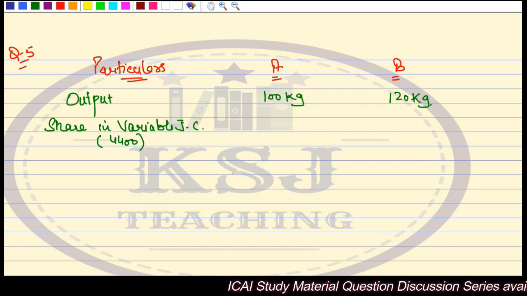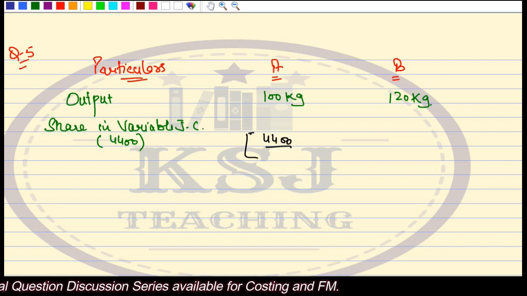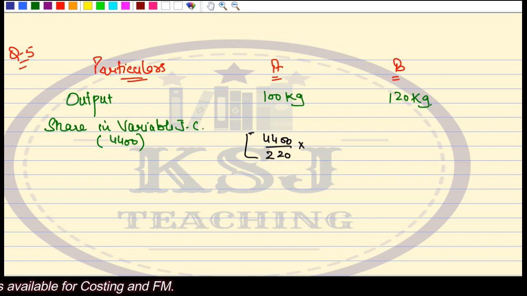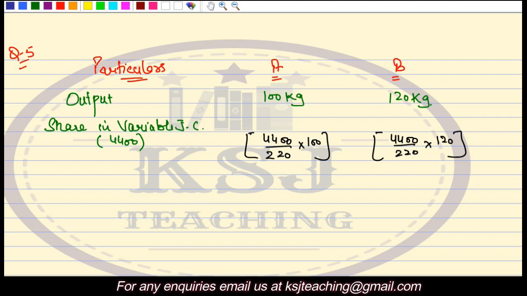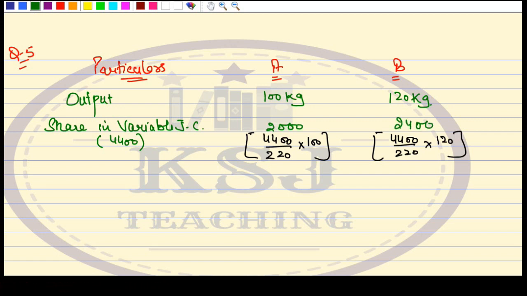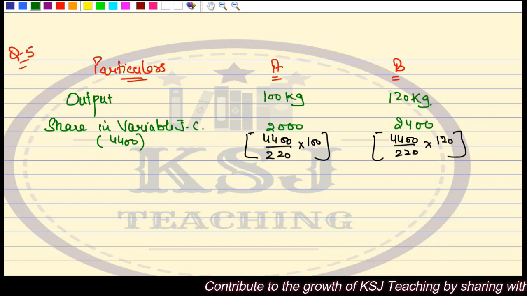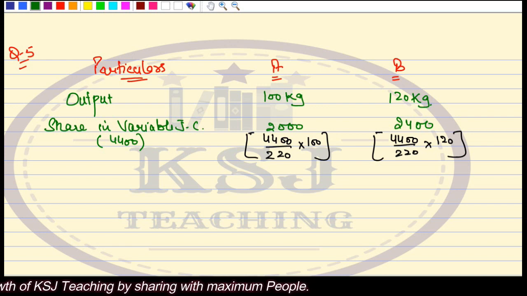So if we want to calculate for A, we will say 4400 divided by 220 multiplied by 100, right? And for B, this will be 4400 divided by 220 multiplied by 120. Clear? So here we will have 2000 and 2400. So we have distributed the variable cost on the basis of the output, right? Whatever is the variable part of the joint cost, we have distributed on the basis of output.